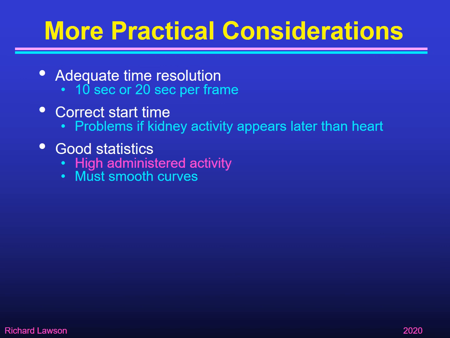We need good statistics because we don't want too much noise in the curve. So you need to give a higher administered activity than you might otherwise do for a Renogram in order to minimize the noise, and even then you must smooth the curves by just the right amount.